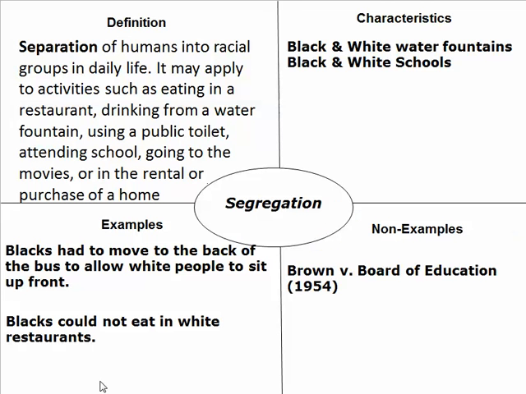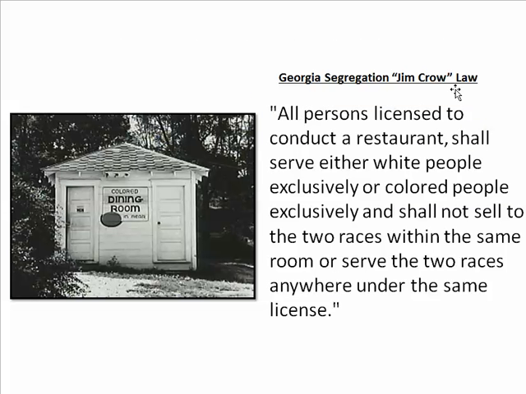And blacks could not eat in white restaurants. In Georgia, segregation or Jim Crow laws require that all persons licensed to conduct a restaurant shall serve either white people exclusively, that means exclude blacks, or colored people exclusively, that means exclude whites, and shall not sell to the two races within the same room or serve the two races anywhere under the same license. That's a Georgia statute there. And here's a colored dining room here. Only black people could be served food in here. No whites could be served in here. Blacks exclusively.